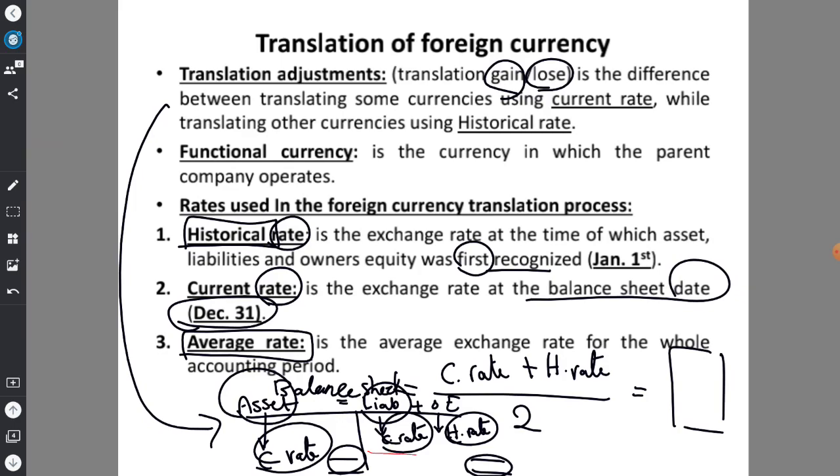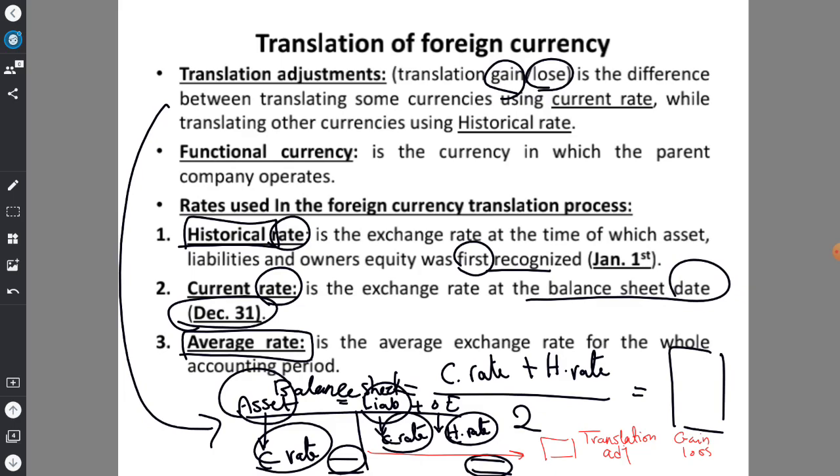يبقى الفرق بين الاثنين اللي هيظهر عندي هنا كده different هيبقى اسمه translation adjustment. الترانزليشن adjustment ممكن يكون gain او ممكن يكون loss. سببه ايه؟ سببه ان some items in the balance sheet is going to be reported or translated using current rate and other items is going to be reported using historical rate. يبقى again الديفينيشن بتاع translation adjustment هي عبارة عن translation gain or loss due to the difference between translating some currencies using current rate while translating other currencies using historical rate.